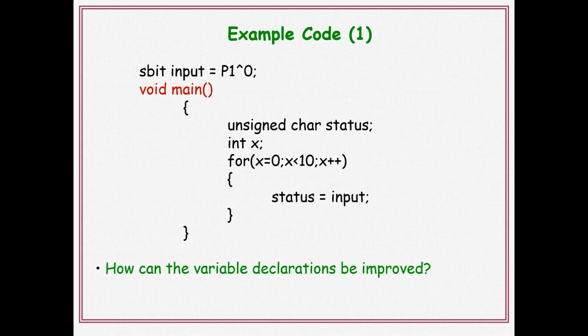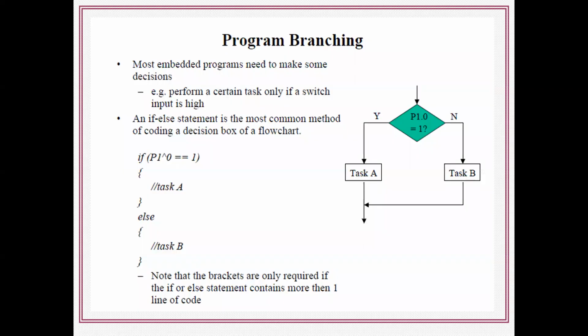This is one example: programming branching. Most embedded programs need to make some decisions, for example, perform a certain task only if a switch input is high or low. An if-else statement is the most common method of coding a decision box of a flowchart.